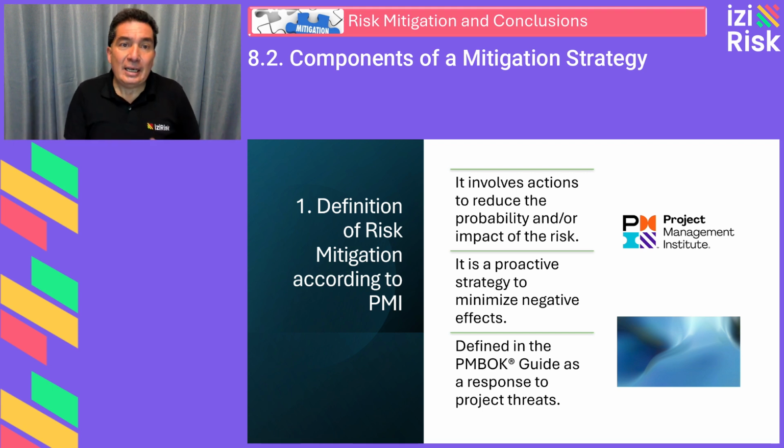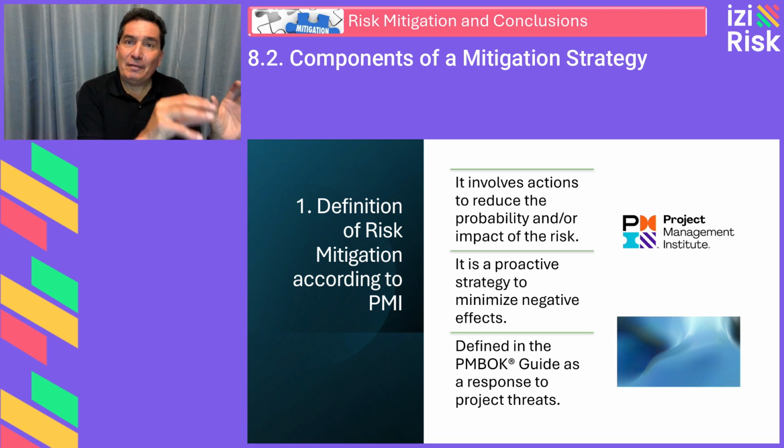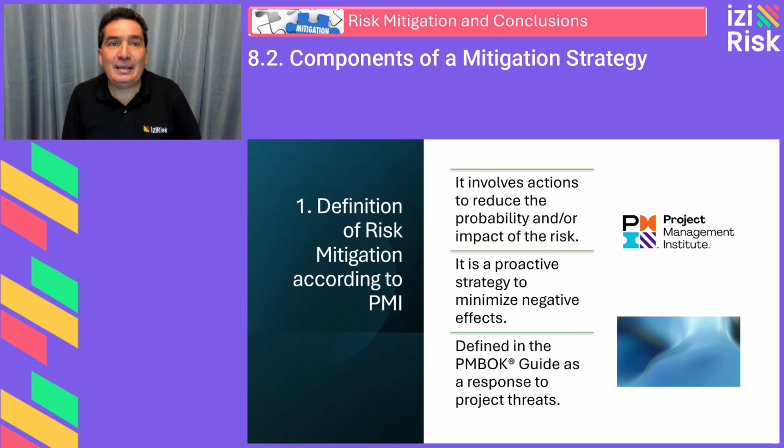Risk mitigation involves taking action to reduce the probability and/or the impact of a risk to an acceptable threshold. It is a proactive response strategy designed to lessen the effect of risks that could negatively affect project objectives. According to the PMI and the PMBOK, risk mitigation is one of the response strategies for negative project risks, also known as threats.